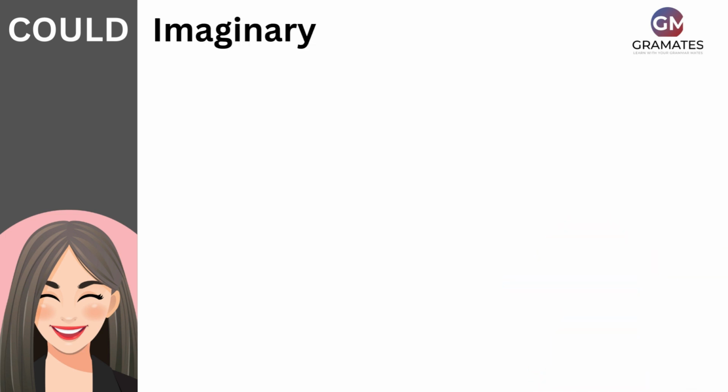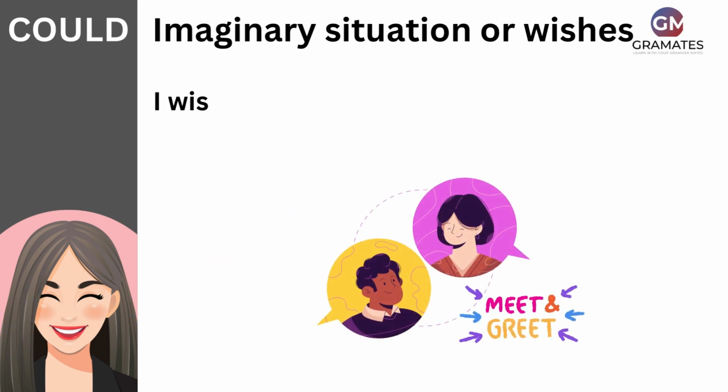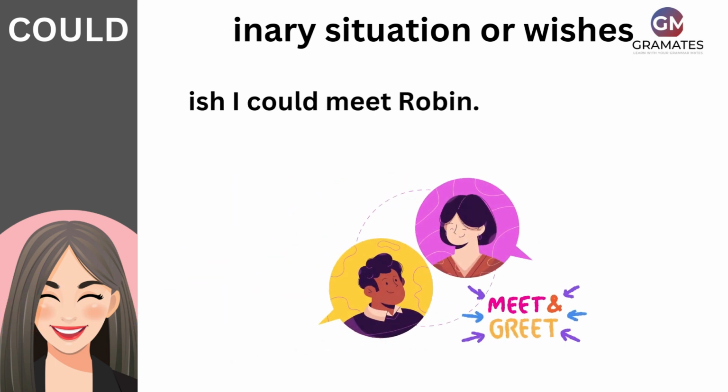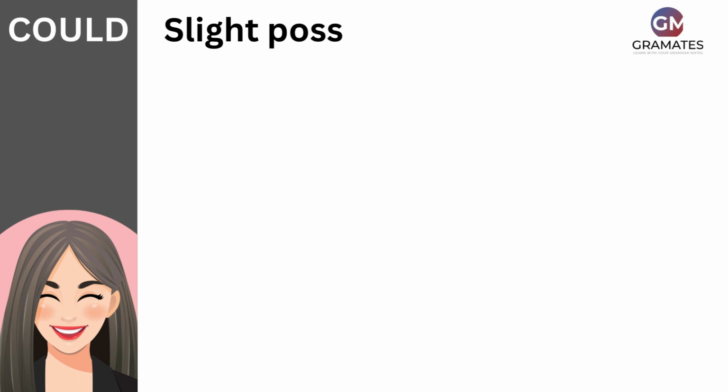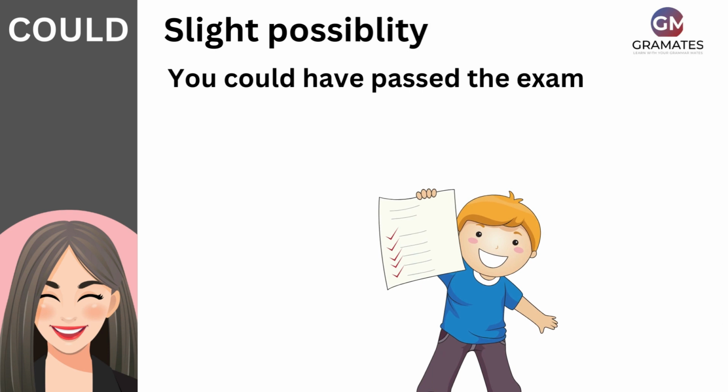In imaginary situation or wishes, we can use the could. For example, I wish I could meet Robin. When there is a slight possibility, so we can express it with the could. For example, you could have passed the exam.